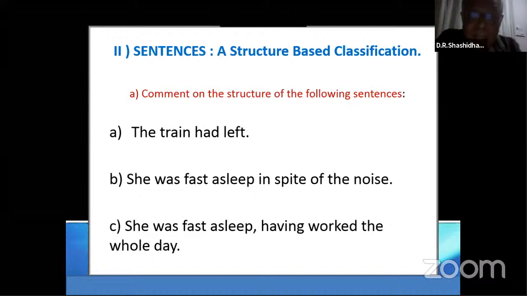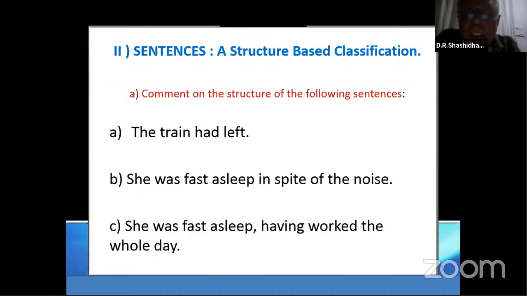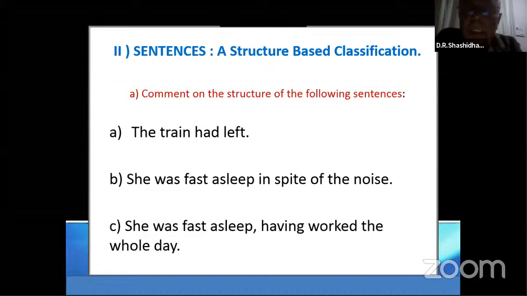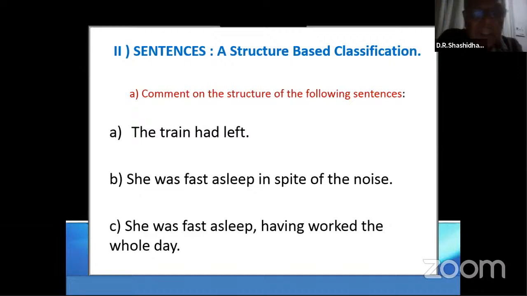And in spite of that, this particular sentence is a simple sentence capable of giving you meaning. And "in spite of the noise" is a phrase that adds a little bit of extra information. And as I told you, it is an extension of the simple sentence. It is only a phrase, doesn't give you much meaning, but adds extra information to the original simple sentence.